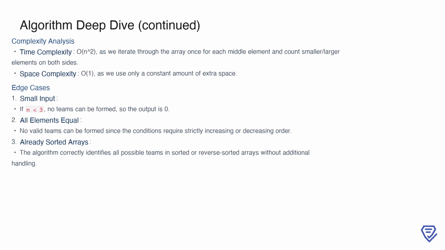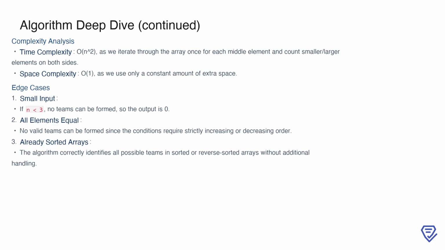Analyzing the complexity of the algorithm, we find that the time complexity is O(n²). This comes from iterating through the array for each middle element and counting smaller and larger elements on both sides, which takes linear time for each middle element. The space complexity is O(1), because we only use a constant amount of additional space, regardless of the input size.